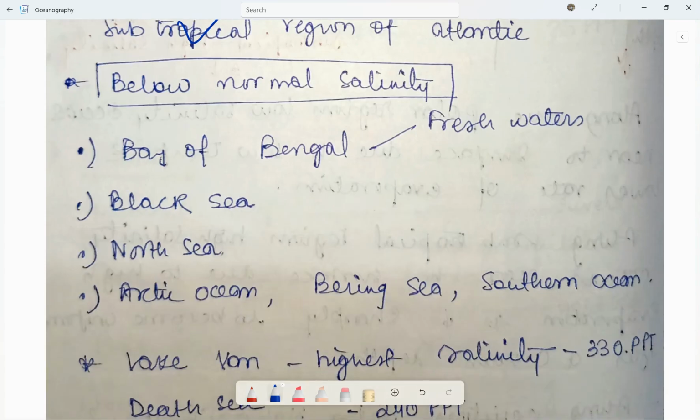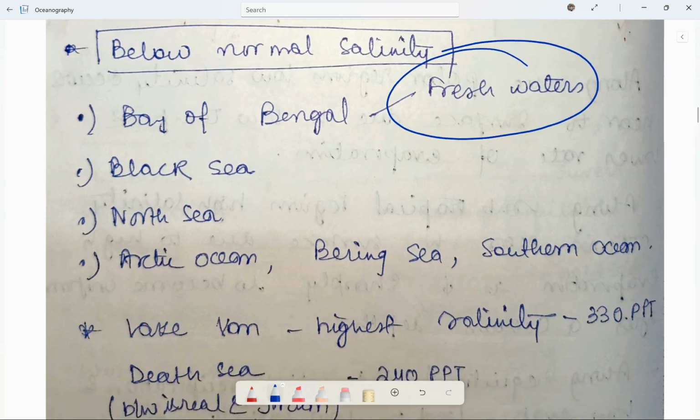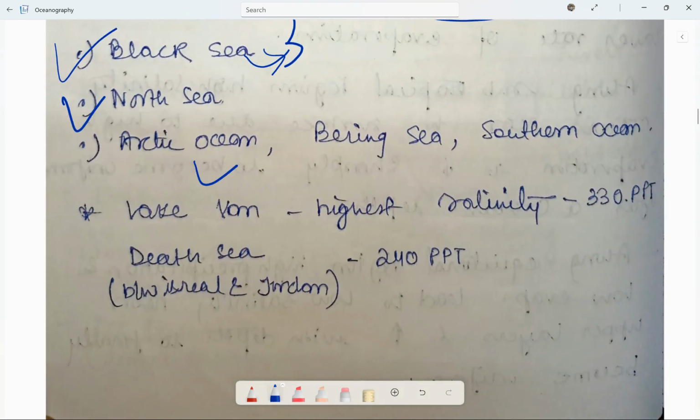There are some regions which are below the average salinity level. First one being Bay of Bengal, where there is very low salinity due to fresh waters merging into that ocean. Black Sea, North Sea: in the Black Sea also, three rivers come and merge. North Sea, Arctic Ocean, Bering Sea, Southern Ocean.